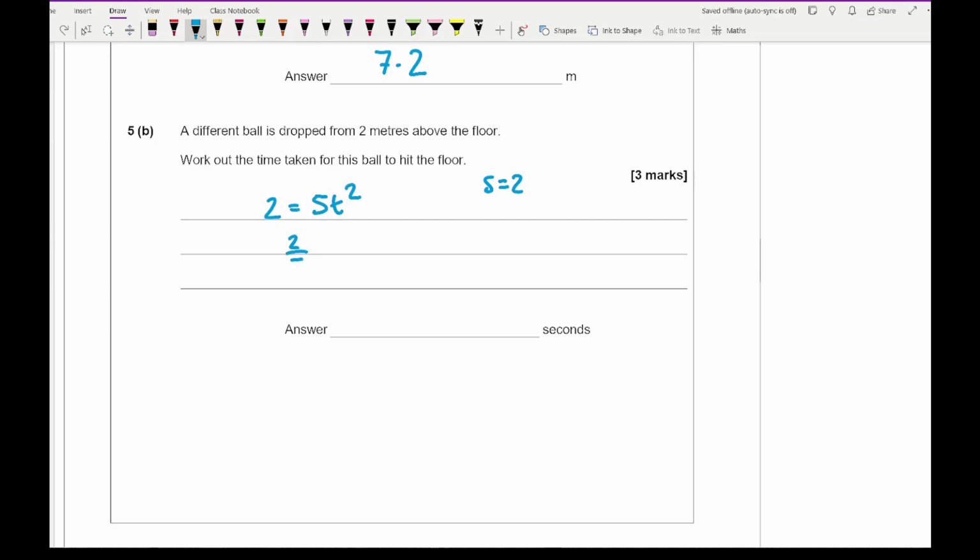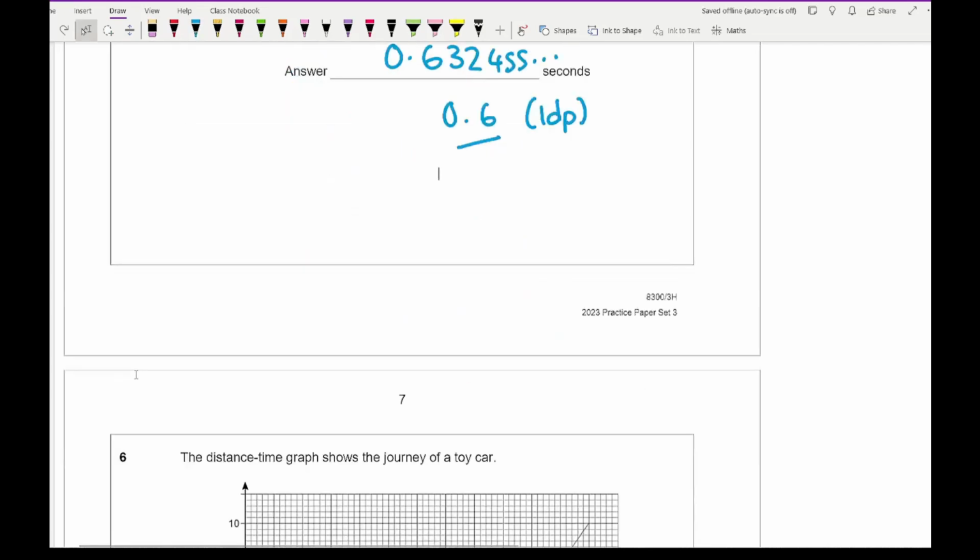So 2 over 5 equals t squared, so t equals the square root of 2/5. If I type that into my calculator, I should end up with an answer of 0.6 rounded to 1 decimal place. And I don't want to write plus or minus because I can't have negative time. So again, my answer is going to be positive.